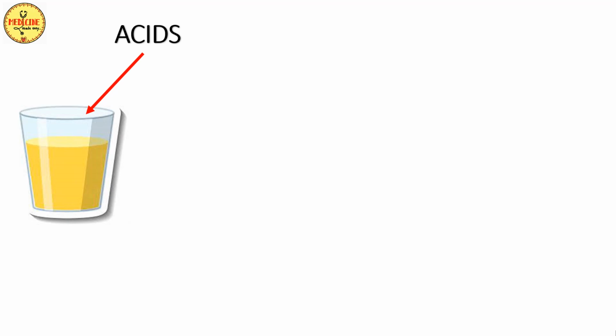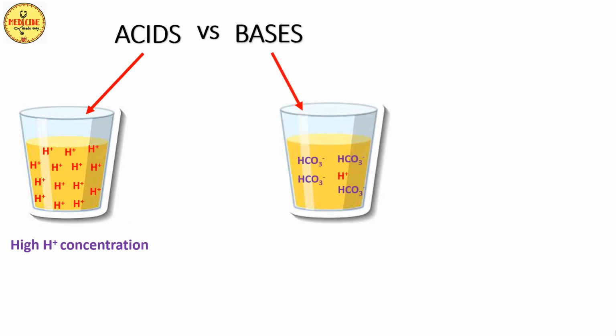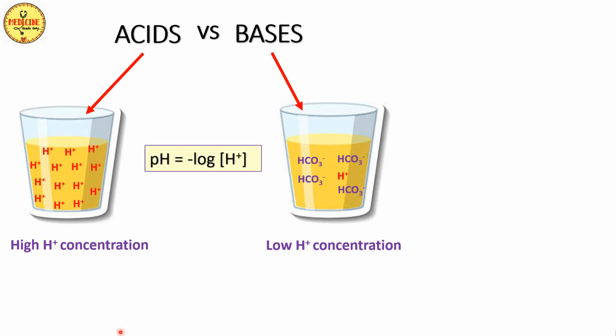Let's start with acids. A solution with a high concentration of hydrogen ions is known as an acid. So what is a base? A base is a solution with a high concentration of bicarbonate ions or a lower concentration of hydrogen ions. So what is this pH that everybody is so fond of talking about? pH is the negative logarithm of hydrogen ion concentration. So a solution with a high hydrogen ion concentration will have a lower pH, while a solution with a lower hydrogen ion concentration will have a higher pH.